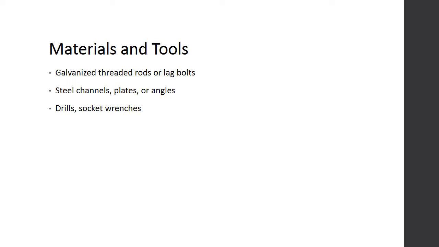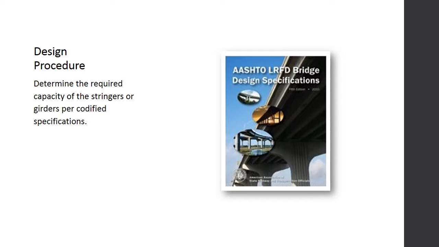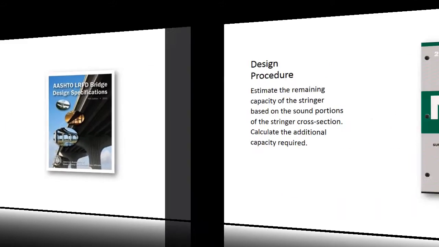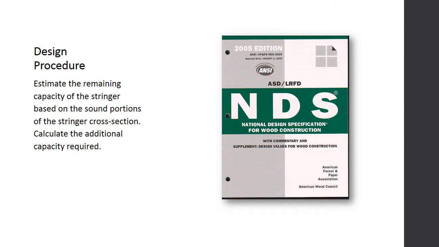Some of the materials and tools needed to complete the repairs include galvanized threaded rods or lag bolts, steel channels, plates or angles, drills, and socket wrenches. The first step to this repair is to determine the required capacity of the stringers or girders per the codified specifications. Based on the level of deterioration and remaining sound portions, estimate the remaining capacity. Knowing the required strength per the design specifications, the additional strength required can be calculated.